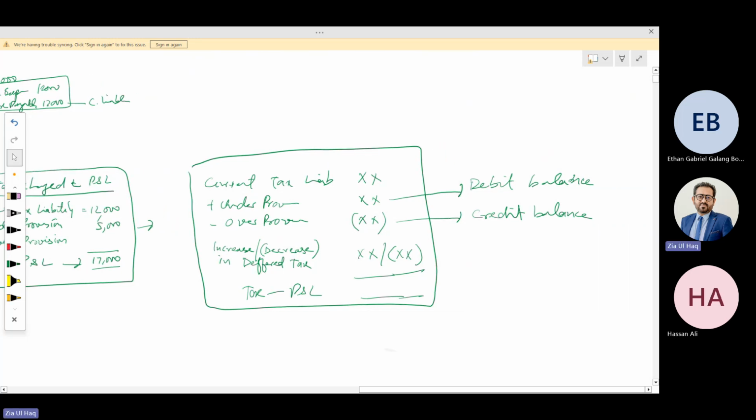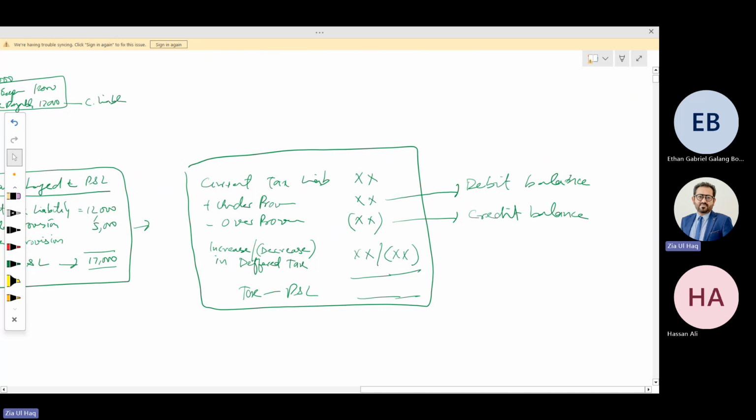We are discussing something that we need to remember: how the current year tax expense charge to P&L will be calculated. Current year tax liability, adjusting under or over provision, and adjusting increase or decrease in deferred tax, we can calculate the tax charge to P&L. Under or over provision has no link with the current year tax liability.